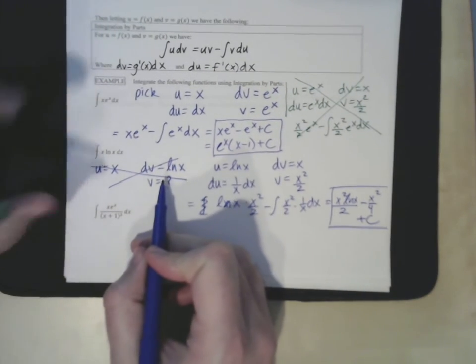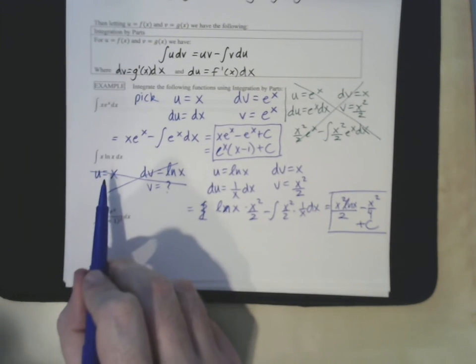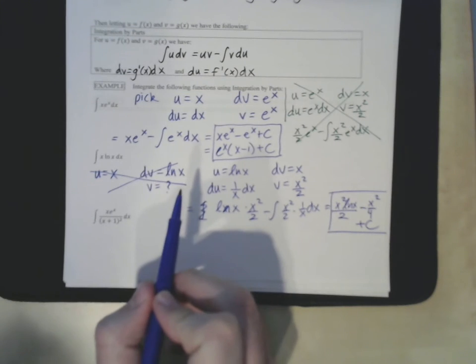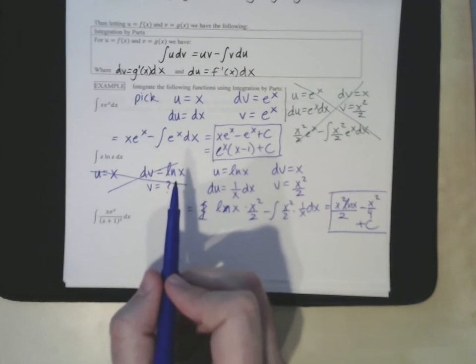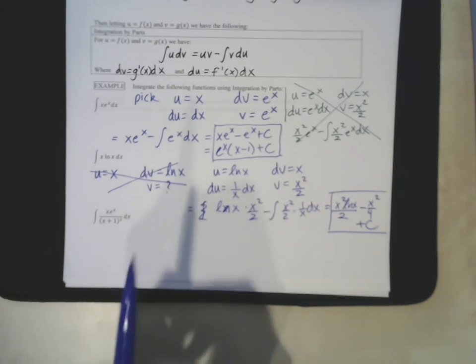So always be thinking about, first and foremost, is u easy to differentiate, and then is dv easy to integrate. And if your choice of u gives you something that you can't integrate easily, pick the other version.